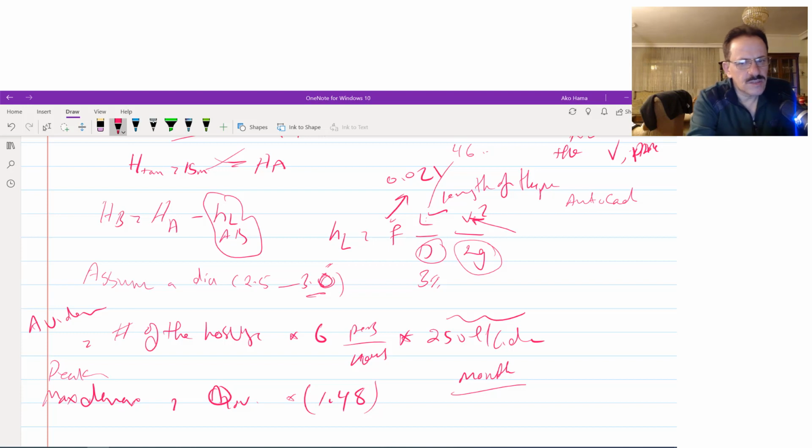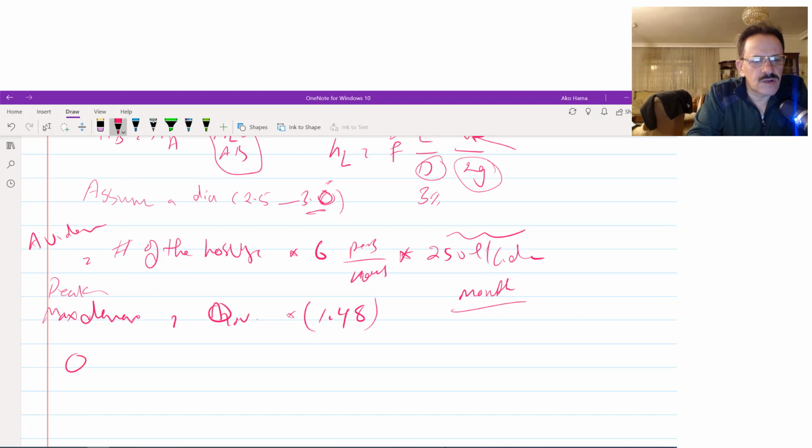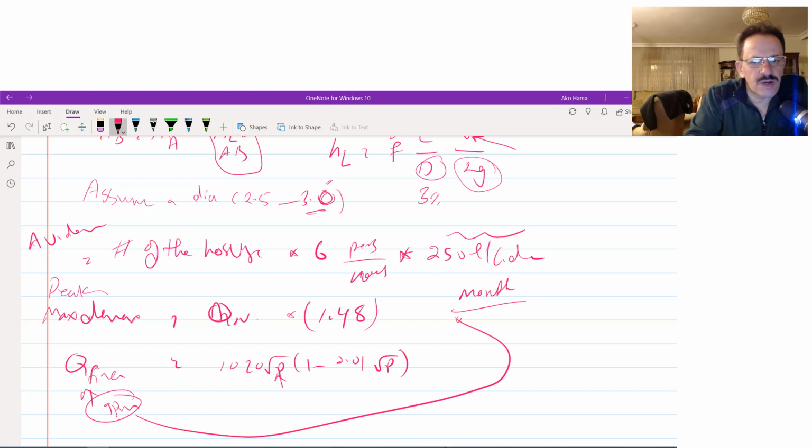Now is that enough? No, because we have to add the Q for fire to this one. So the Q for fire could be 120 square root of P (1 minus 0.01 square root of P). Now what is the P? It is the population in this area, and this will be in gallons per minute. So in addition we have to add them to this pipe, and this will be easy to find. Then after that you can have the Q, and from the Q I have the diameter.